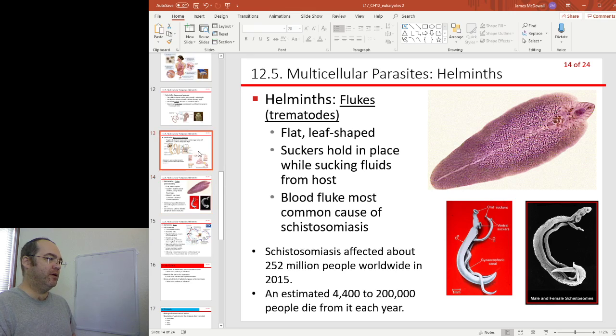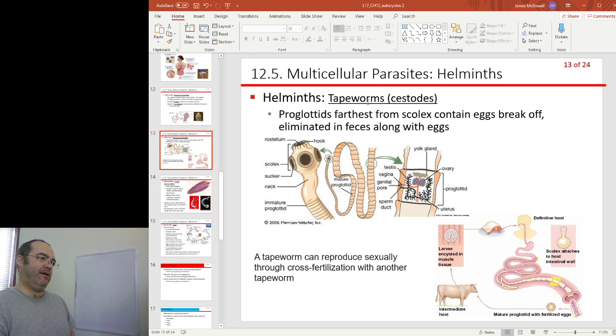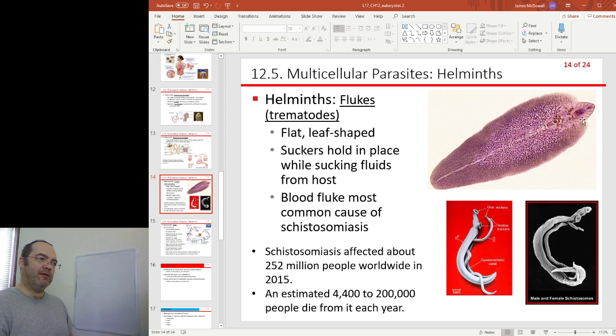They too, like the tapeworms, have a sucker, and that sucker is for attachment. And once again, they get to where they want to be, they attach there, and then they just kind of hang out, and they absorb the fluids and nutrients from the host.